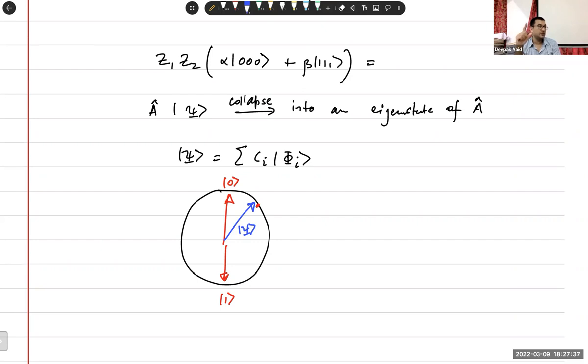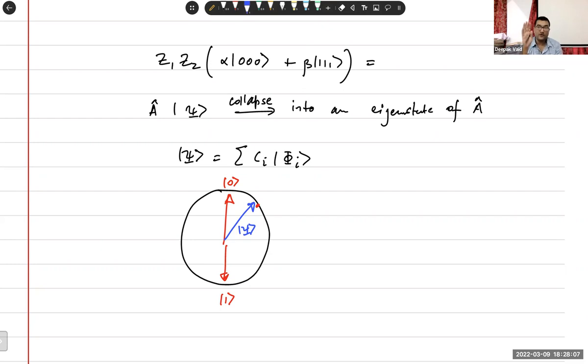If your state is initially 0 or 1 and you measure the X operator, what will be the outcomes? What are the eigenstates of the X operator? Plus and minus. So what will be the outcomes? Either the plus state or the minus state, with probability half each.